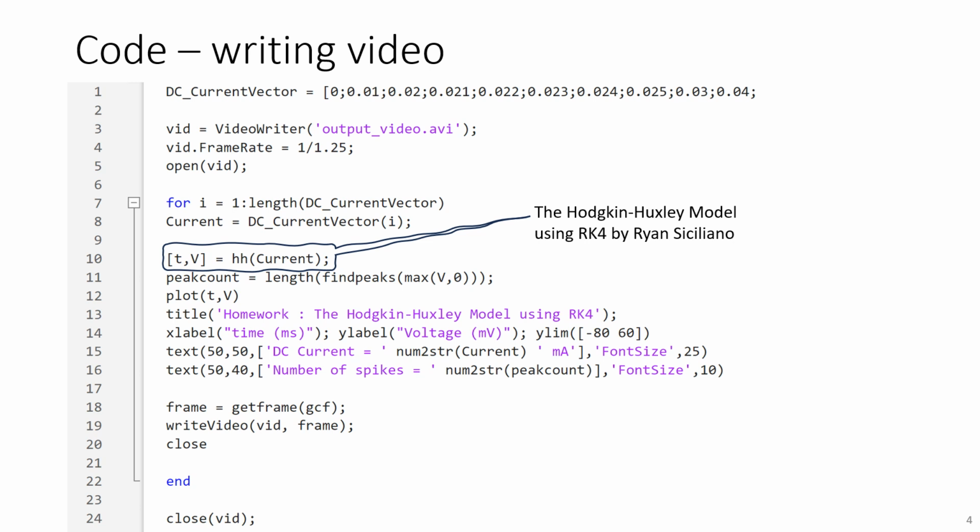I also included this code in the slides. It's just a tiny routine to record these videos. It was just to automate the process. So I made a vector of the DC currents I wanted to use, and I initiated a video object. The Hodgkin-Huxley model that we had, I tweaked it a little bit. I made it into a function so that I can pass current into it and get the voltage out. I got the T out as well for graphing purposes.